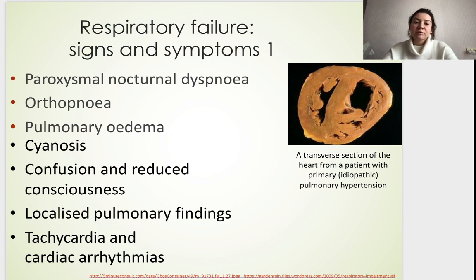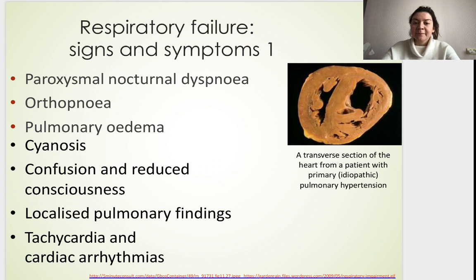Signs and symptoms of respiratory failure. Like a generalization from all previous syndromes. Let's discuss the main of them. It is paroxysmal nocturnal dyspnea, orthopnea, pulmonary edema. It can be cyanosis, confusion, and reduced consciousness, localized pulmonary findings, tachycardia, and cardiac arrhythmias.